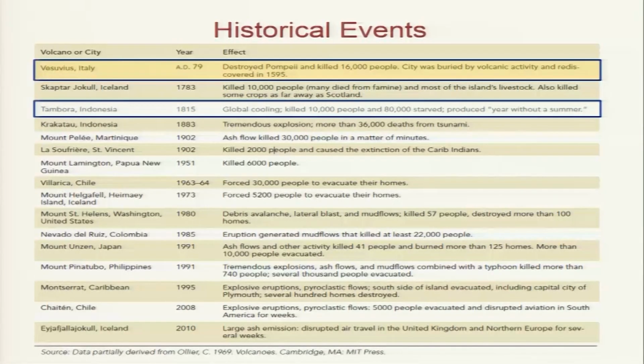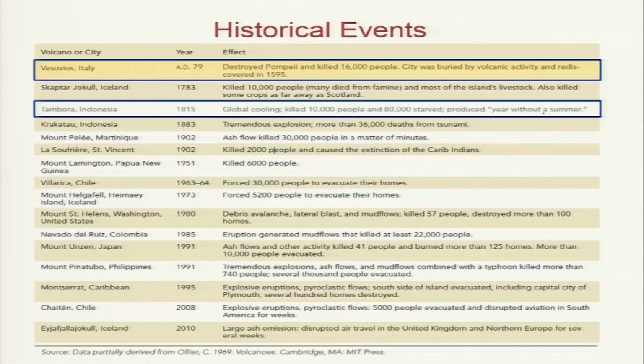Then another one also affected the climate, and this was from Indonesia, Tambora. The eruption was in 1815, killed almost 10,000 people, and 18,000 people were affected, producing a global cooling where a complete year was without summer.